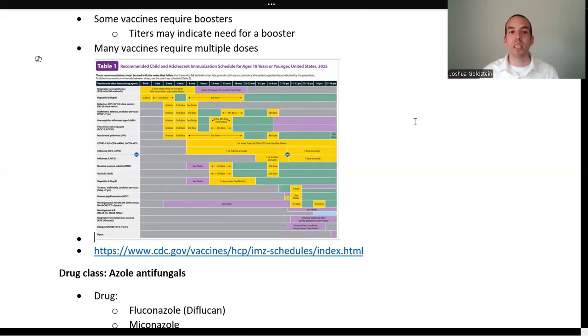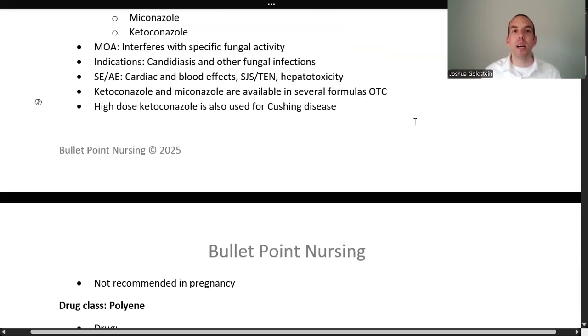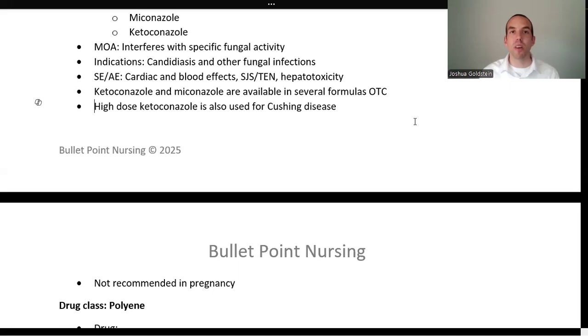So we have the azole antifungals. The drugs over here are fluconazole, miconazole, ketoconazole. These drugs interfere with specific fungal activity that are necessary for their ability to survive and thrive. The indications for these are candidiasis, which is going to be your most tested on fungal infection in nursing school, as well as some other fungal infections. These drugs do have a few different adverse effects, such as cardiac and blood effects, skin conditions such as SJS/TEN, which is Stevens-Johnson syndrome and toxic epidermal necrolysis, as well as causing hepatotoxicity.